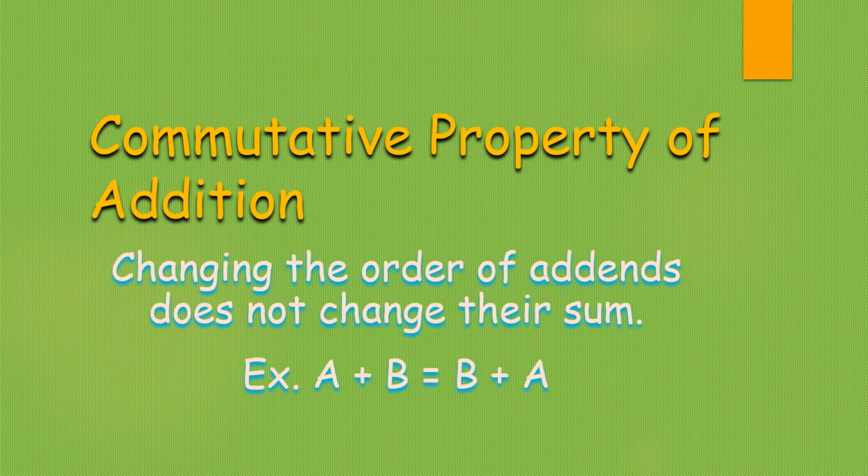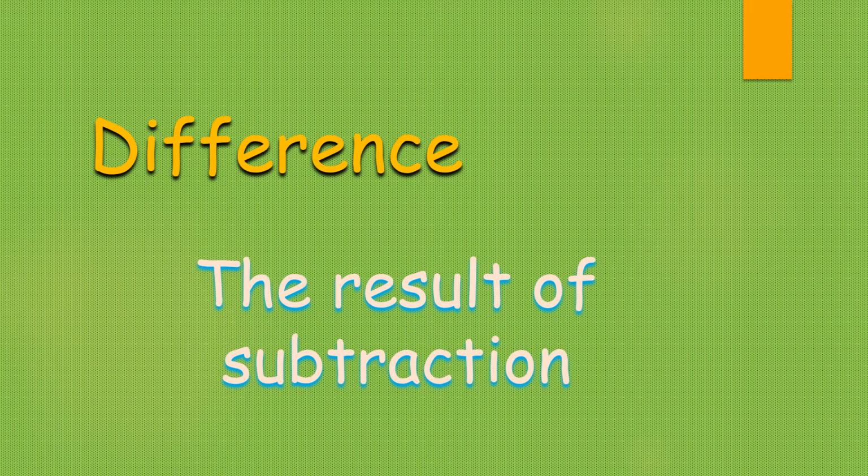Next, commutative property of addition. Changing the order of addends does not change their sum. You see here in example, suppose you have A plus B, write it as B plus A, then the sum does not change. Difference, the result of subtraction, that is known as difference.